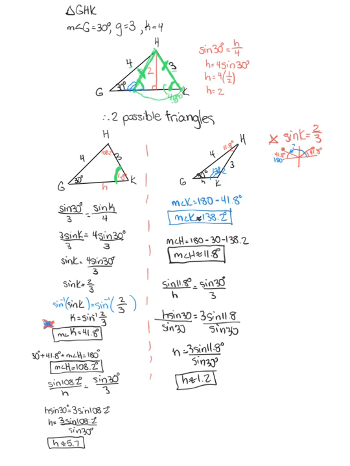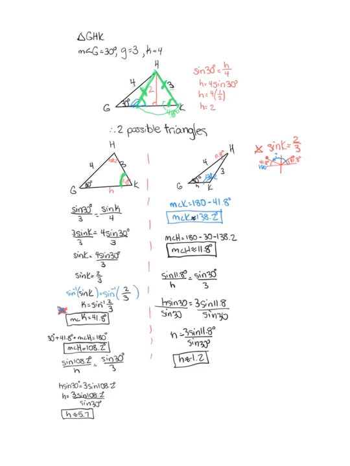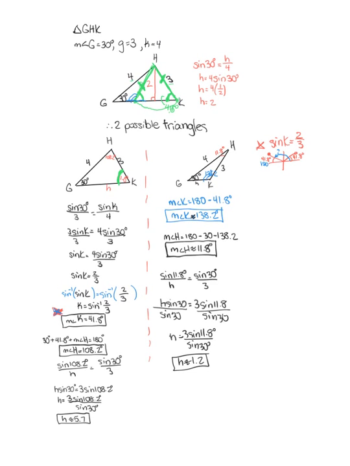So, two possible triangles. Two possible triangles based on my given conditions. Once I know there are two possible triangles, I can solve for both. Make sure you draw your picture as accurately as you can so that you can verify that that would make sense based on the stuff that you were given.